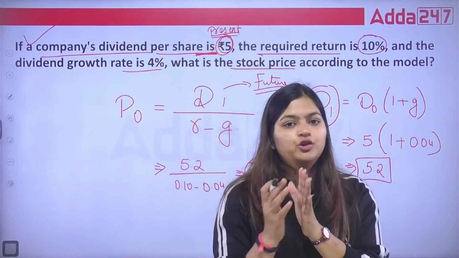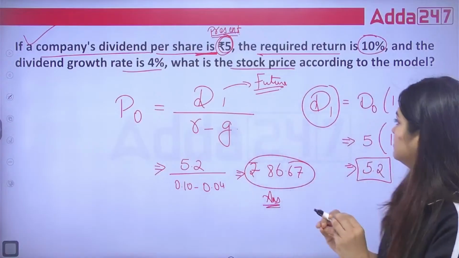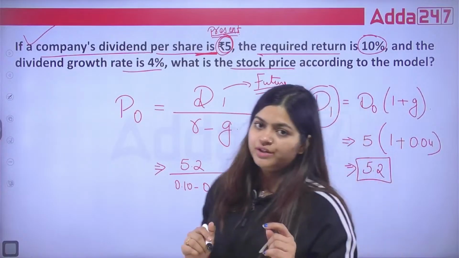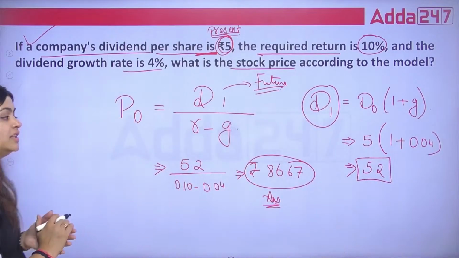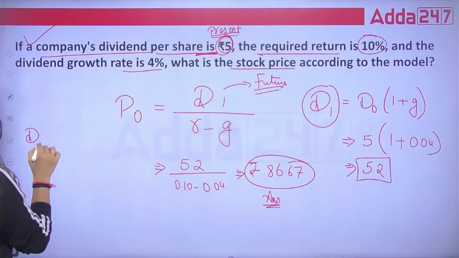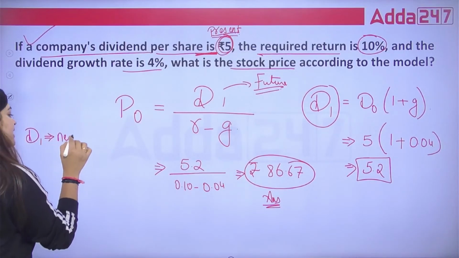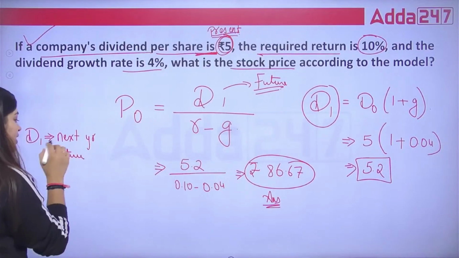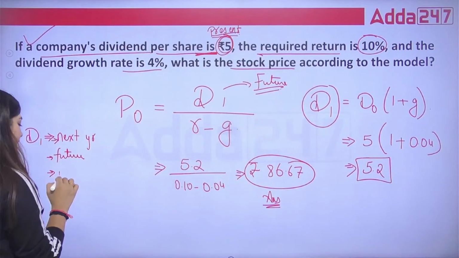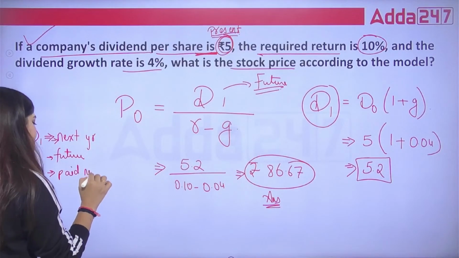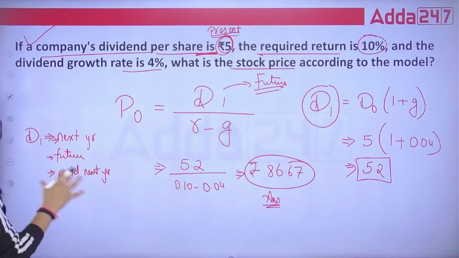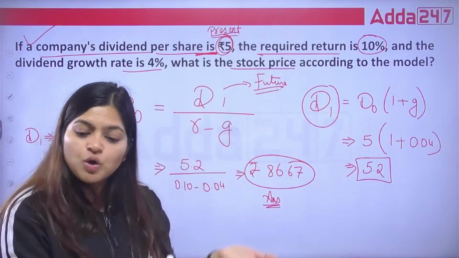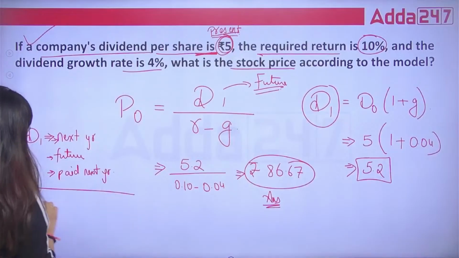Just now we have seen one more formula, how you can calculate your D1. Either they can give you a direct question or they can give you the present dividend and based on that you need to calculate your future dividend. Now how to identify whether that dividend is present or future? For D1 they are going to talk about next year. They are going to say future or they can say paid next year. If they are using this type of terms, that is your future dividend.